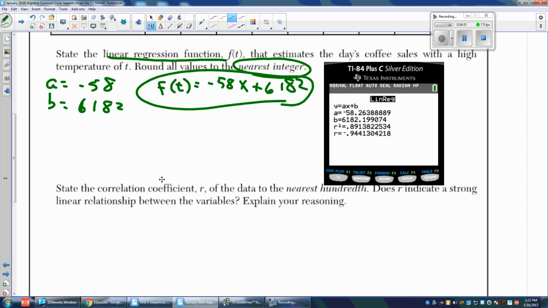State the correlation coefficient R of the data to the nearest hundredth. There it is, negative 0.94. Tenths place is the first decimal, hundredths place is the second decimal. Does R indicate a strong linear relationship between the variables?